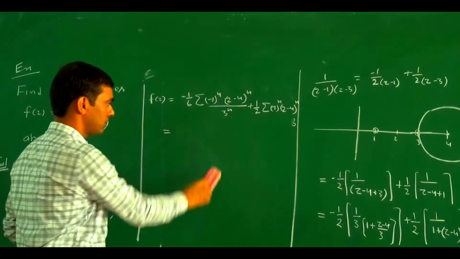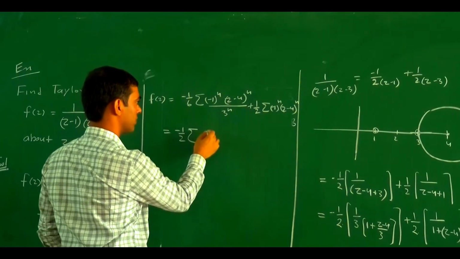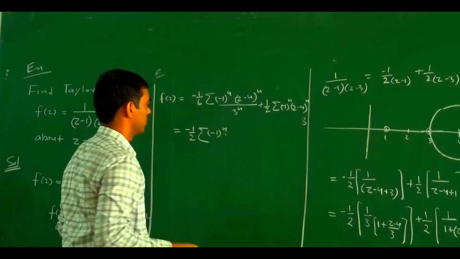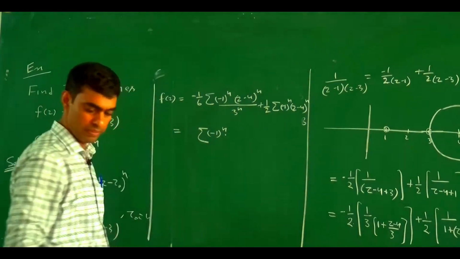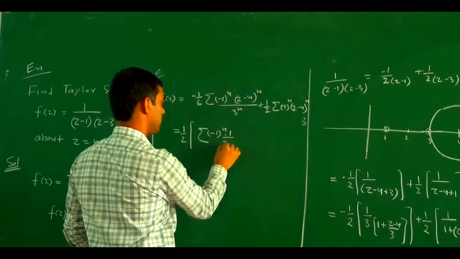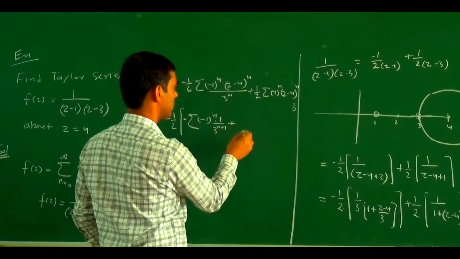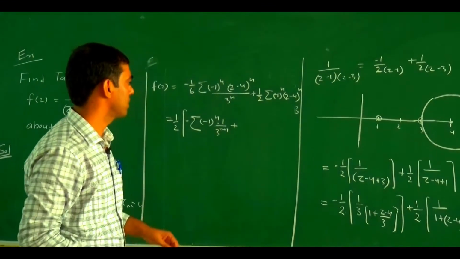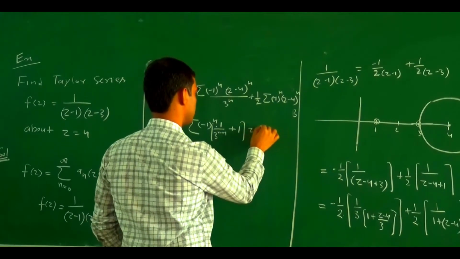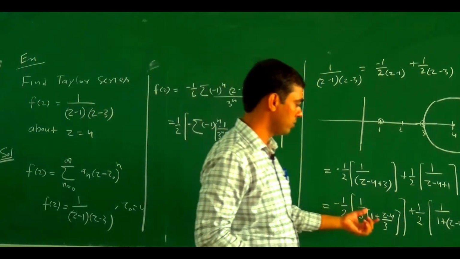Inside the summation, what is the value? The value becomes minus 1 by 2 outside, inside the summation, first term is common, so this is minus 1 to power n, and if we take 1 by 2 outside, then this becomes minus 1 to power n, 1 upon 3 to power n plus 1, with a minus sign, plus this one is minus 1 to power n and 1 upon 3 to power n plus 1, times (z minus 4) to power n. This one is a geometric series expansion, using the expansion and using the concept.